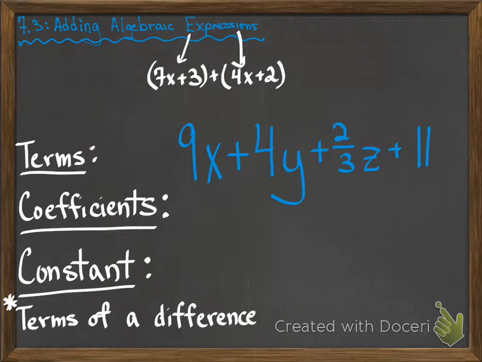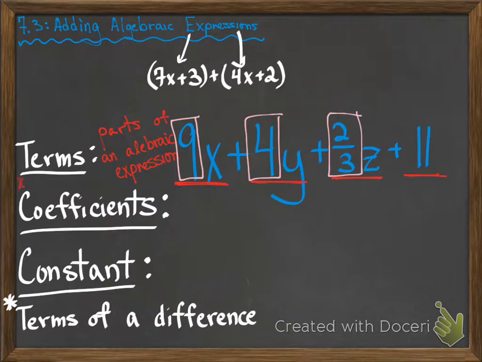So I'm going to color code this, so everything will be color coded accordingly. So terms, 9x is a term, 4y is a term, 2/3 z is a term, 11 is a term. So what's the definition of a term? A term is parts of an algebraic expression. They're the components. They're the pieces that make it up. But notice the colors. A term could be a variable or just a number.